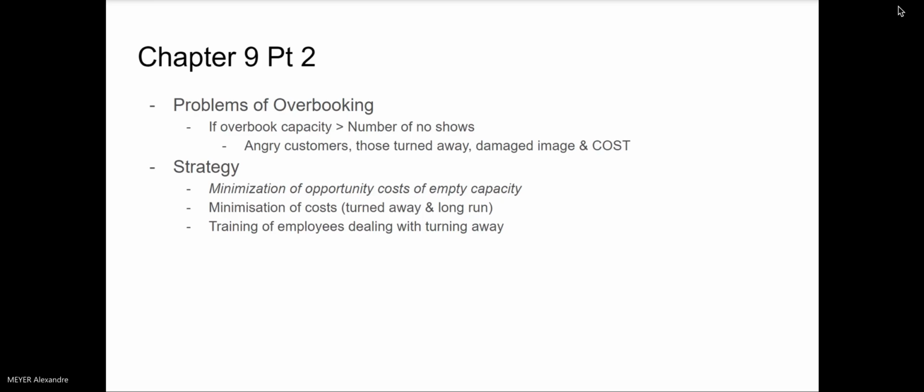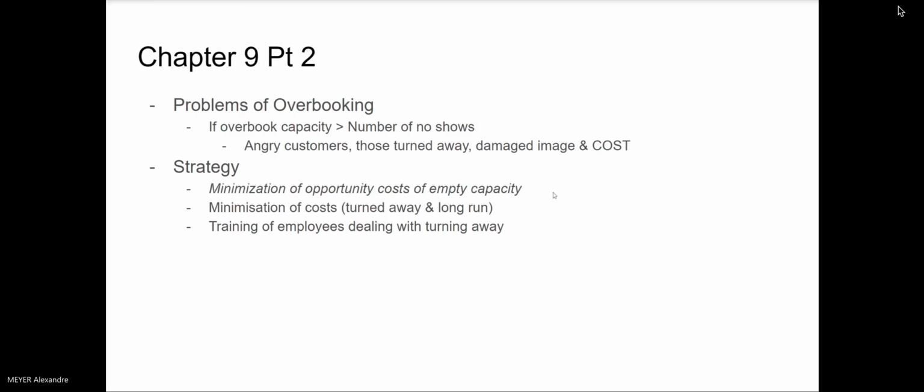So it's important to accurately predict no-shows so that you can have the right number of overbooked rooms so that you reduce the number of angry customers that you have. So the strategy is to minimize the opportunity cost of an empty capacity, right?